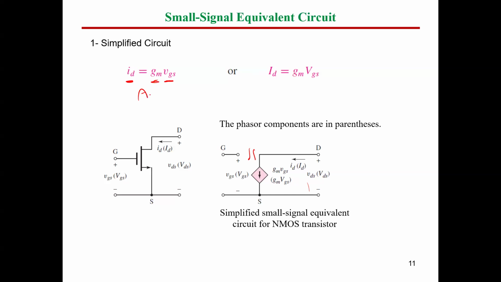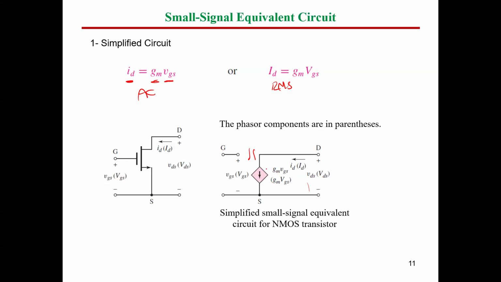So this is the AC component, and this is the RMS component or phasor component. So we can say now, since ID is a function of VGS, this can be considered as a current source, but it depends on a voltage magnitude. So this is a voltage dependent current source.